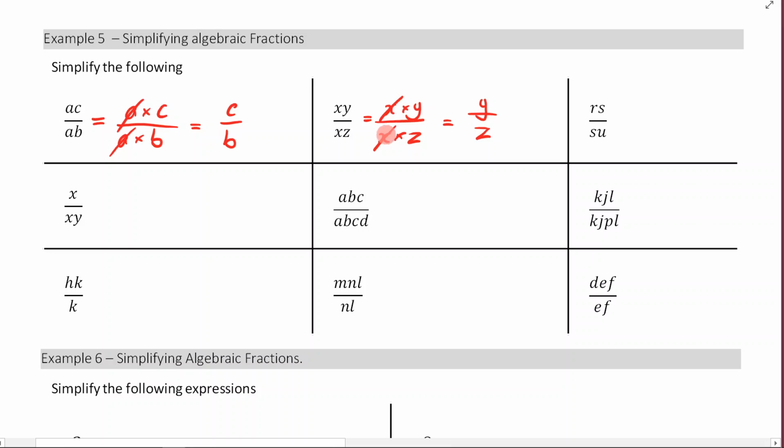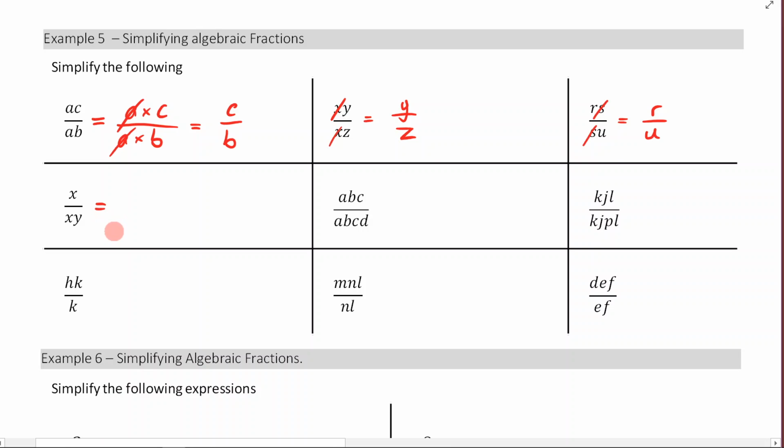Now, it kind of is a bit pointless writing it as x times y, adding in that multiplication. What I would prefer you to be able to do is just go, I have an S here, I have an S here, and therefore I just have R over U. So what I really want you to be able to do is to look at this and go, I have an X here, I have an X here, so therefore I'm just left with Y on Z. That is what I hope you can do. All right, let's keep on going.